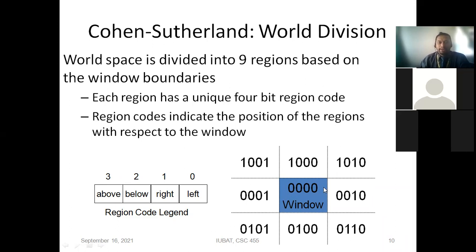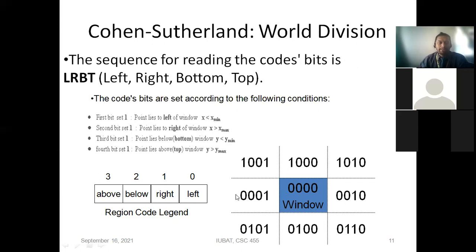And then I define all the other regions following LRBT, that is left, right, bottom, and top. These 4 bits are defined from position 0, 1, 2, 3. So the bit 1 is taken for left in the 0 position, for right in the 1 position, below in the 2nd position, and above in the 3rd position. According to that way we take the bits.